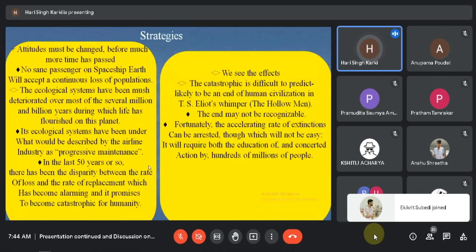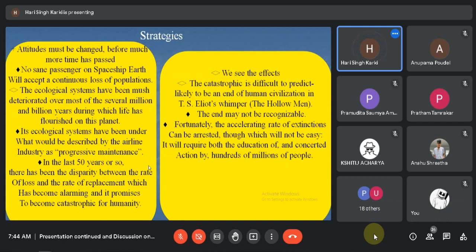Its ecological systems have been under what would be described by the airline industry as progressive maintenance. The rivet popper said in the beginning that it has to maintain its progressive nature. It is well maintained and it needs progressive maintenance. So don't worry. Similar is the case.